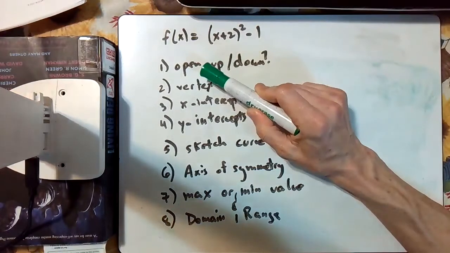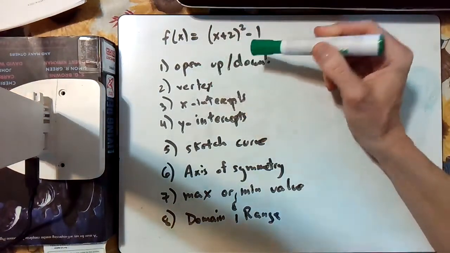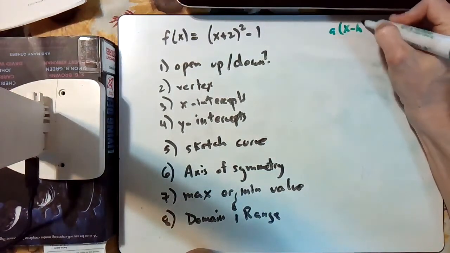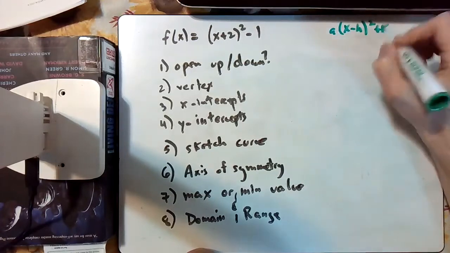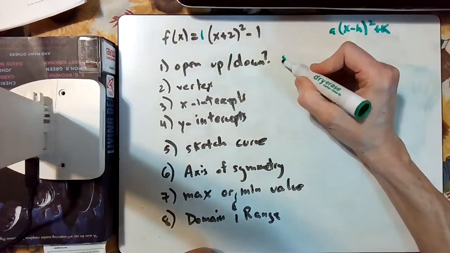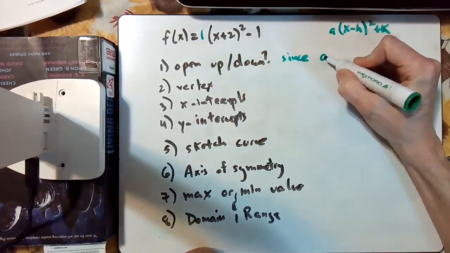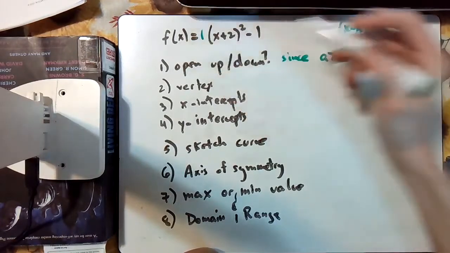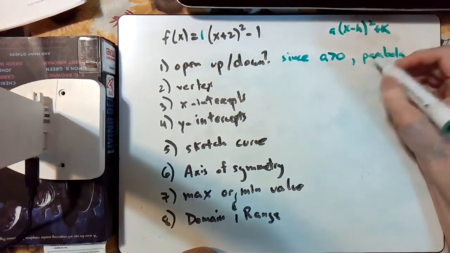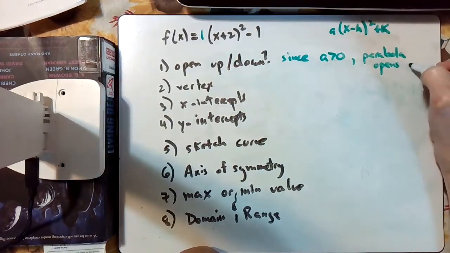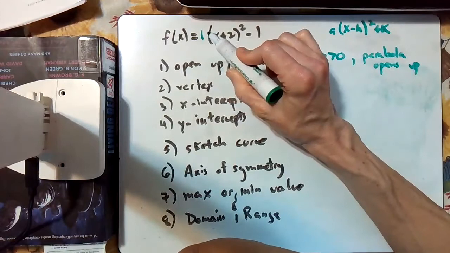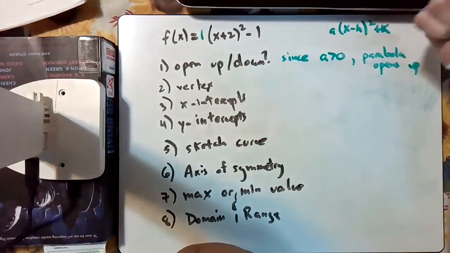For the first question, it's asking, does this graph open up or down? Remember, what determines that? It's the A, right? This is in the form A times x minus h squared plus k. If A is positive, it's 1 in this case. Since A is greater than 0, the parabola opens up. If A was negative, like if we had a negative out in the front, or if it was like -10, for example, then it would open down instead.